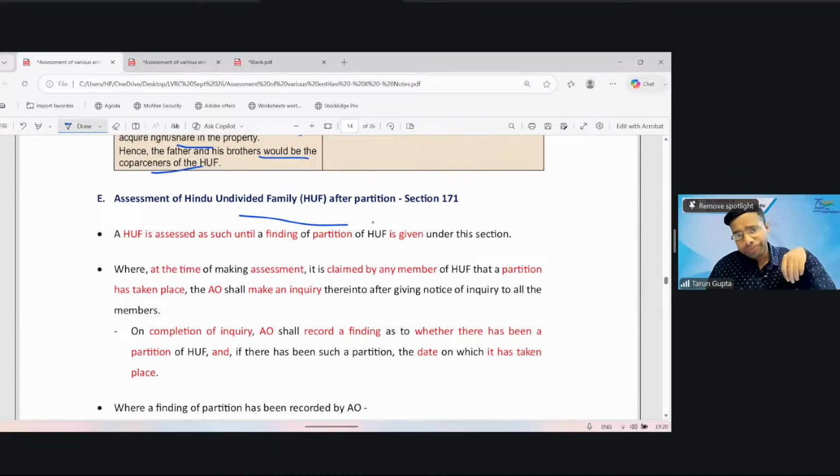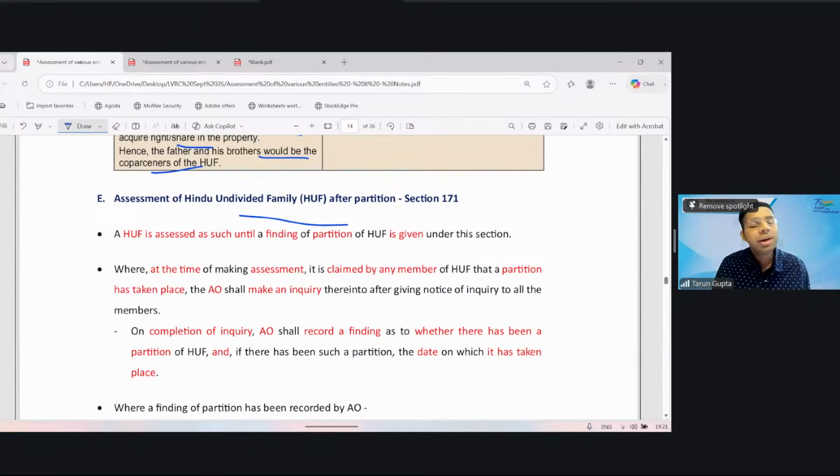Now, assessment of HUF after partition. Firstly, the Income Tax Act does not recognize partial partition. So if there is a partial partition, the Income Tax Act deems that there is no partition. What do you mean by partial partition? Either the partition is made only in respect of some of the co-partners or members of the HUF, or partition is made only in respect of some of the property of the HUF. So it is not a full partition if either all the property is not distributed, or the partition is limited to some of the members, not all the members. In either of these cases, there is a partial partition.